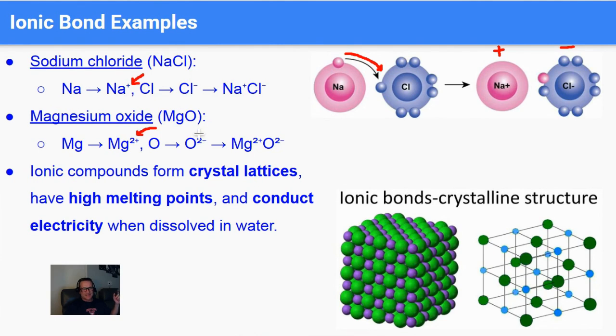Oxygen is a group 16 element, so it needs to gain 2 electrons in order to become stable, to have 8. That's why when oxygen makes an oxide ion, it's going to have a negative 2 charge.